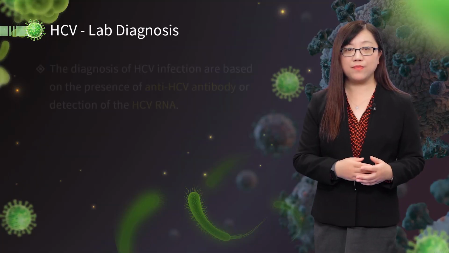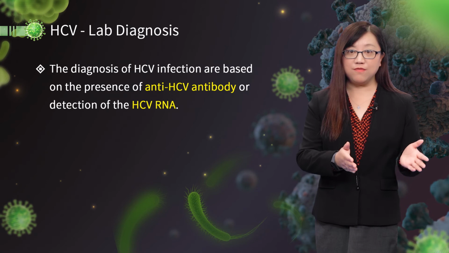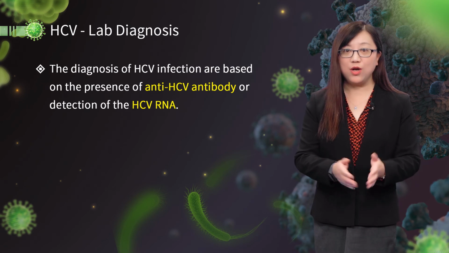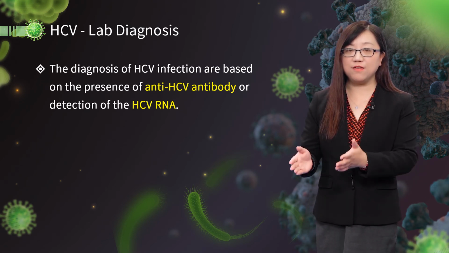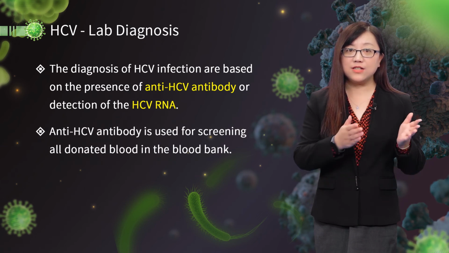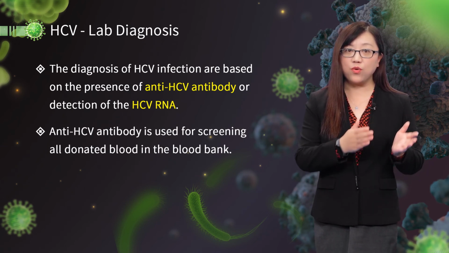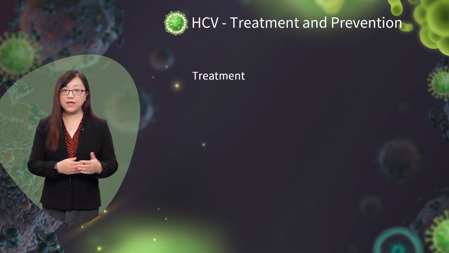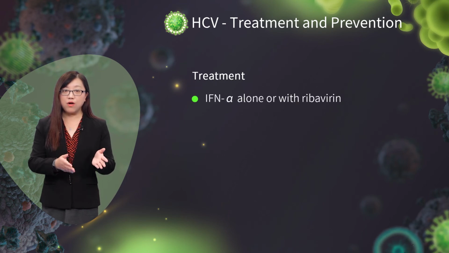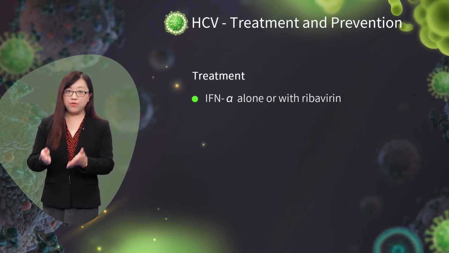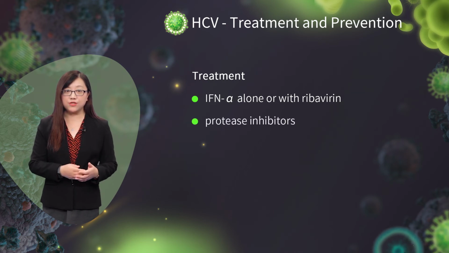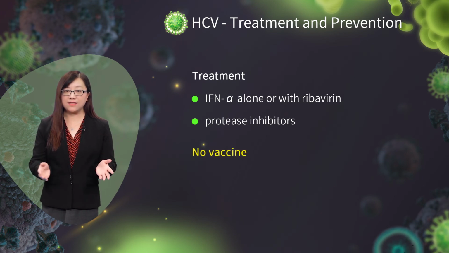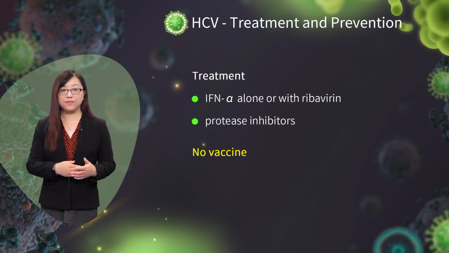Lab diagnosis. The diagnosis of HCV infection is based on the presence of anti-HCV antibody or detection of the HCV RNA. Anti-HCV antibody is used for screening all donated blood in the blood bank. Treatment and prevention. Interferon alpha alone, ribavirin, and protease inhibitors are available. There is currently no effective vaccine against hepatitis C.